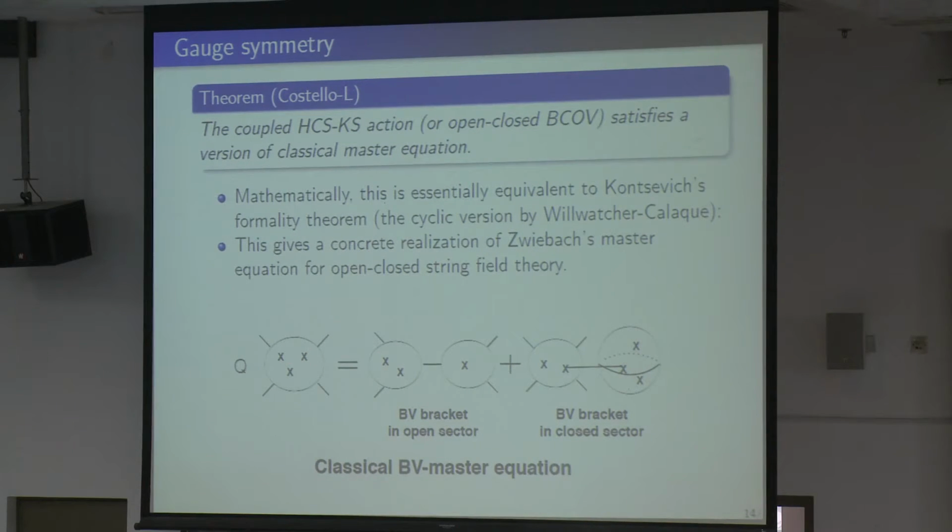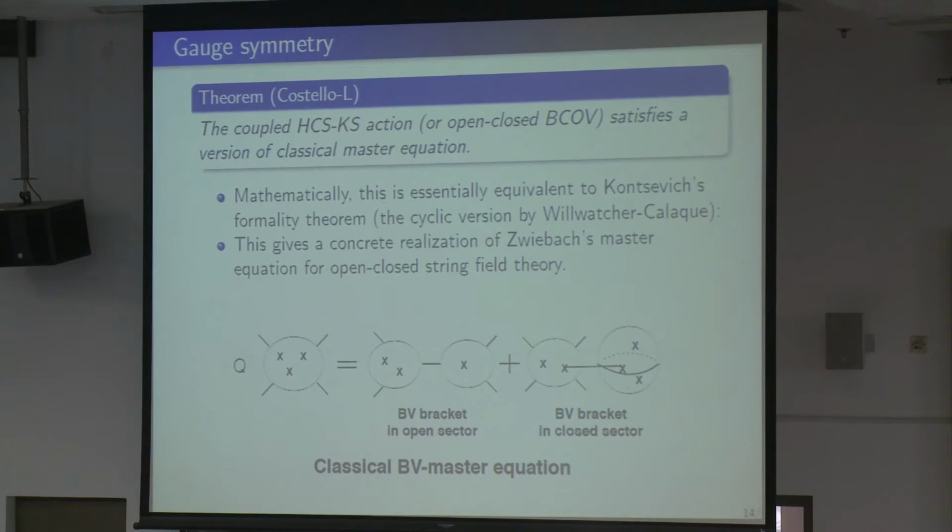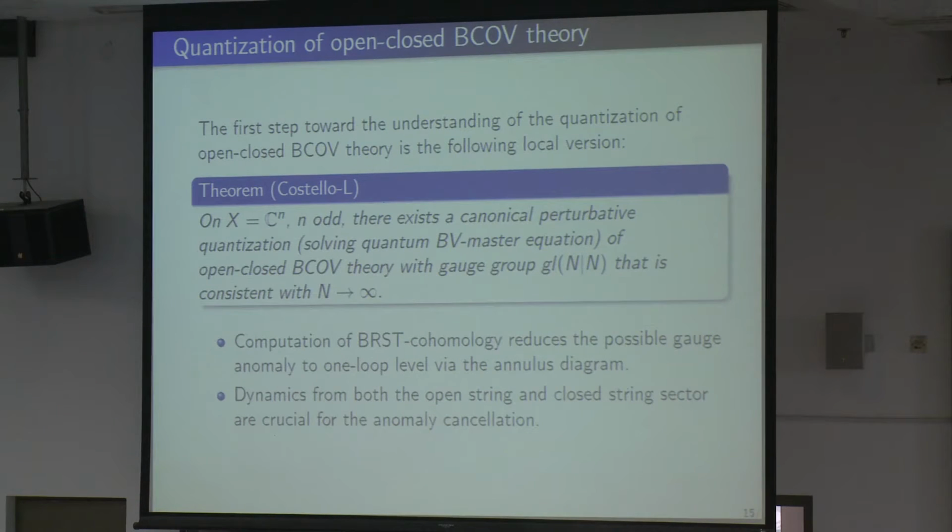And mathematically, this theorem is essentially equivalent to Kontsevich's formality theorem, and some kind of stacky version by Vivarchik-Kellogg. And actually, this gives you a very concrete, explicit solution of the master equation for this open-closed string field theory in the topological case. So that's something remarkable. But this is at the classical level. We want to quantize this to get all the higher genus with boundaries and so on. So when we started to quantize, basically our guiding principle is the quantization to solve this quantum master equation. And actually, this can be done.